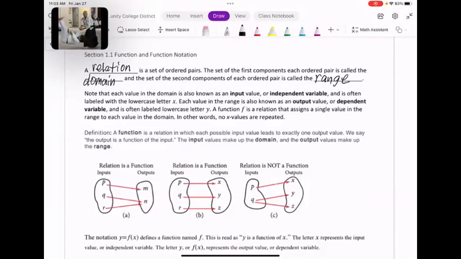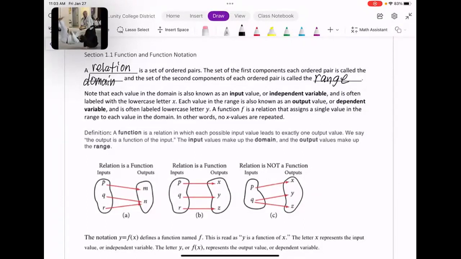Now, the domain is what we call an input value or an independent variable. And we usually use the lowercase x to represent that. And as far as the range goes, that's the output value or the dependent variable. And we usually use the letter y for that. And let's jump to the definition here of a function. A function is a relation in which each possible input value leads to exactly one output value.